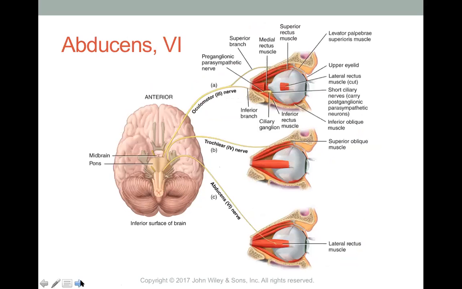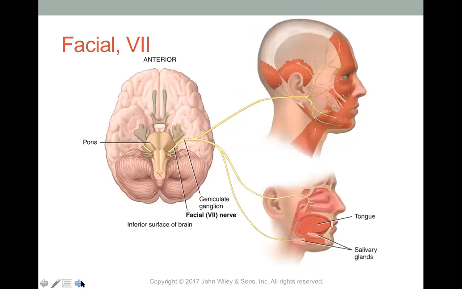Next will be our abducens, which we talked about with the 3 nerves that are controlling the motor muscular movement of your eye. The facial nerve is going to be also mixed sensory and motor. And you see here that this facial nerve will supply, of course, the main regions of your face.